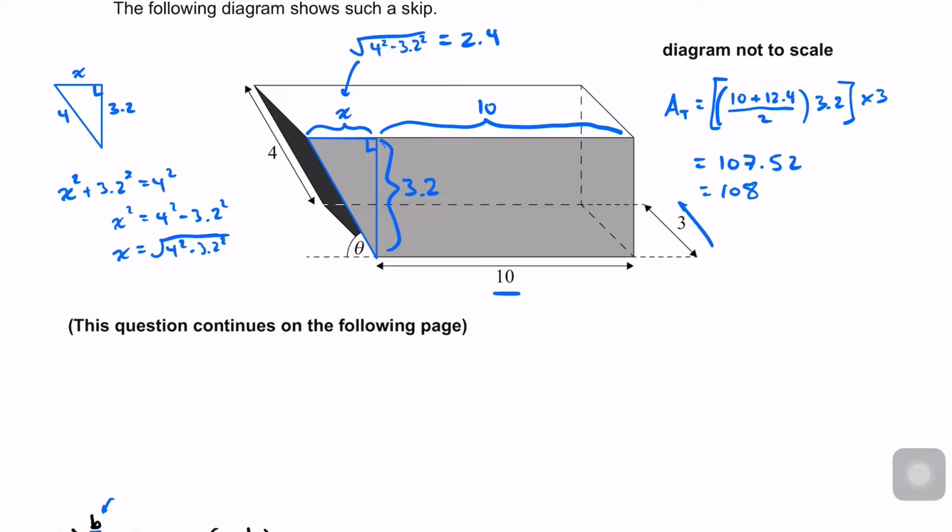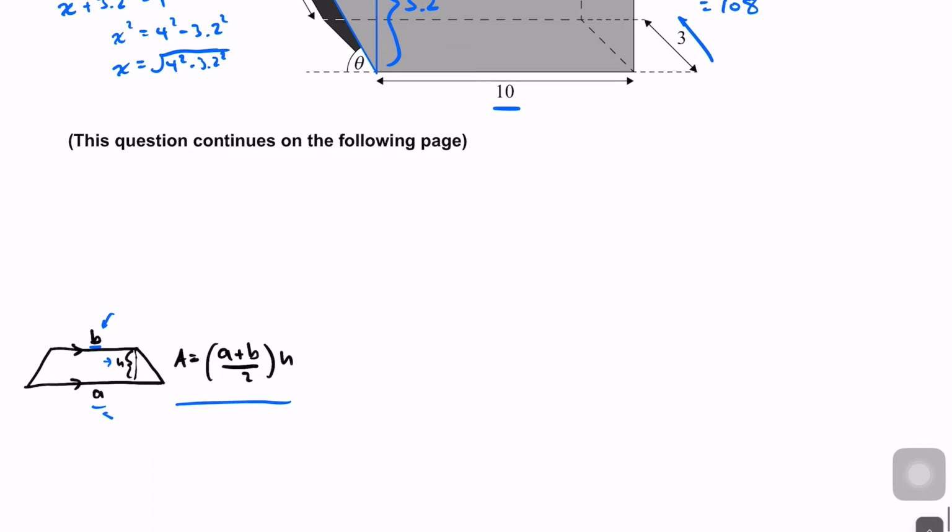Okay. Not bad, not bad. And it's close enough to the other value that it doesn't seem absurd, which is always reassuring. So 108 meters cubed, that would be our volume. Let's do the last one here.